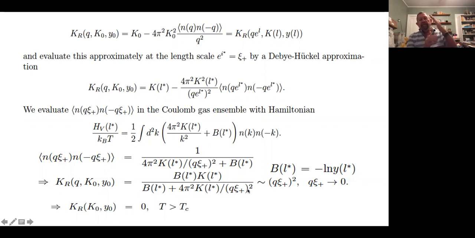Let's now assume that we're at very small values of Q. Now it's large, looking at long length scales. So we can take Q times psi plus going to as a small quantity. So in other words, this expression here behaves like Q psi plus all squared.